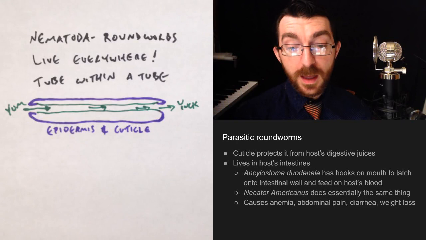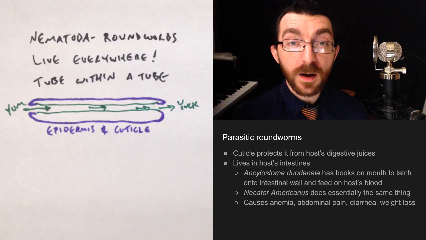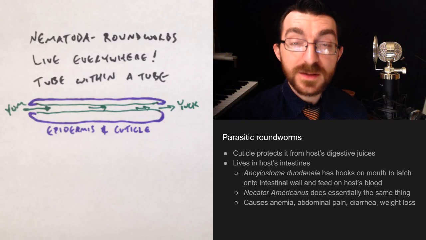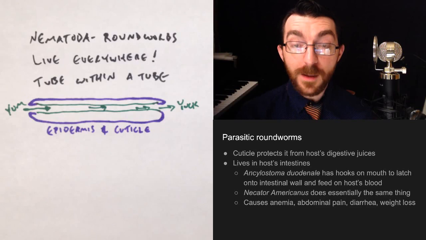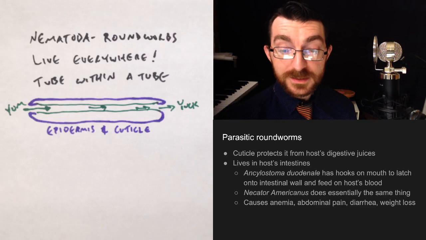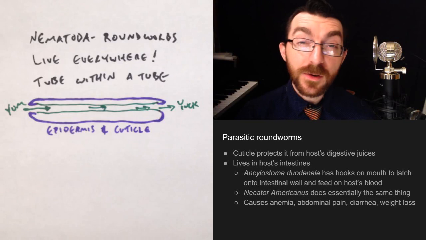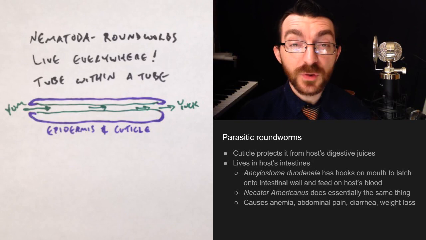These kinds of creatures can cause anemia, which means that your blood doesn't have enough oxygen or iron in it. It's basically a blood deficiency, and this can be caused when your blood is consumed. Abdominal pain, obviously, if you have a parasite in your intestines, it's probably going to hurt. Also, diarrhea and weight loss, it's interfering with your digestion. So you can think of it like it's interfering in your body's ability to make use of food.